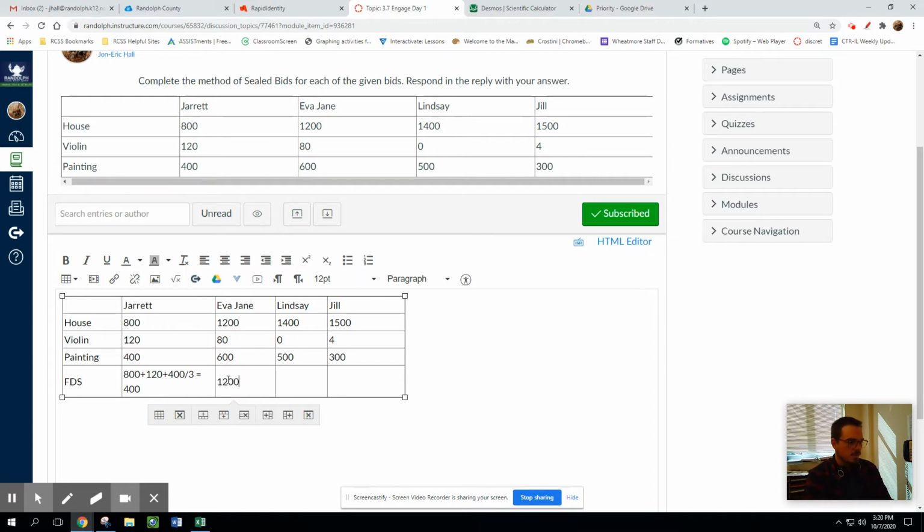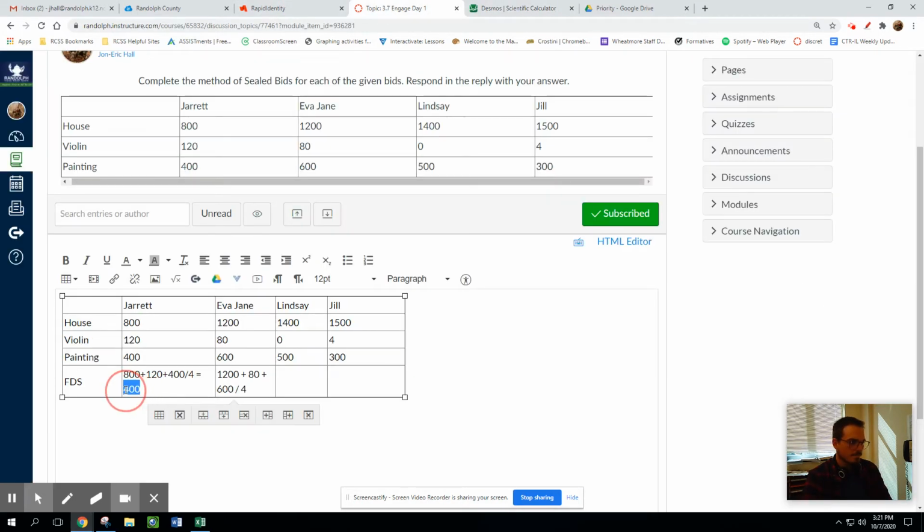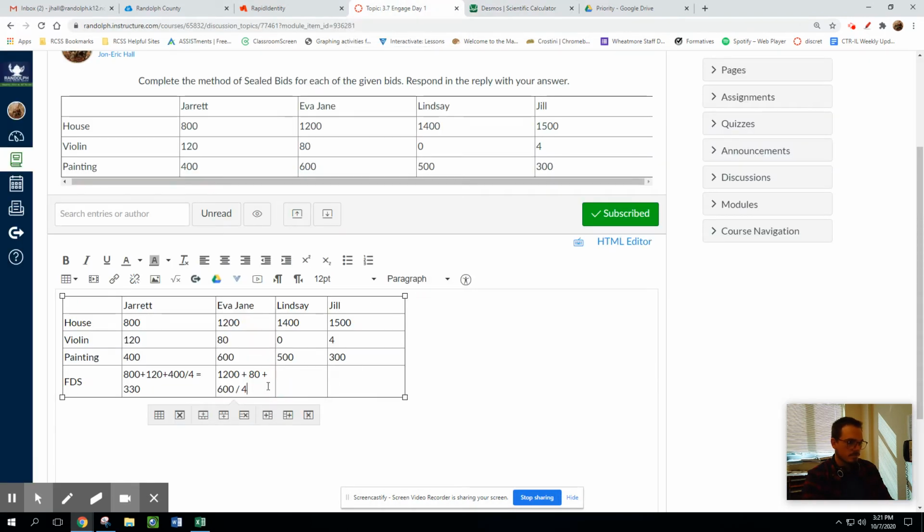For Eva Jane, 1200 plus 80 plus 600, and then divided by 4 because it's 4 people. So 330 there for that one. And then if I was to take this, copy and paste into the next thing, put a parenthesis there, that gives me 470. And that's going to be Eva Jane's fair dollar share.